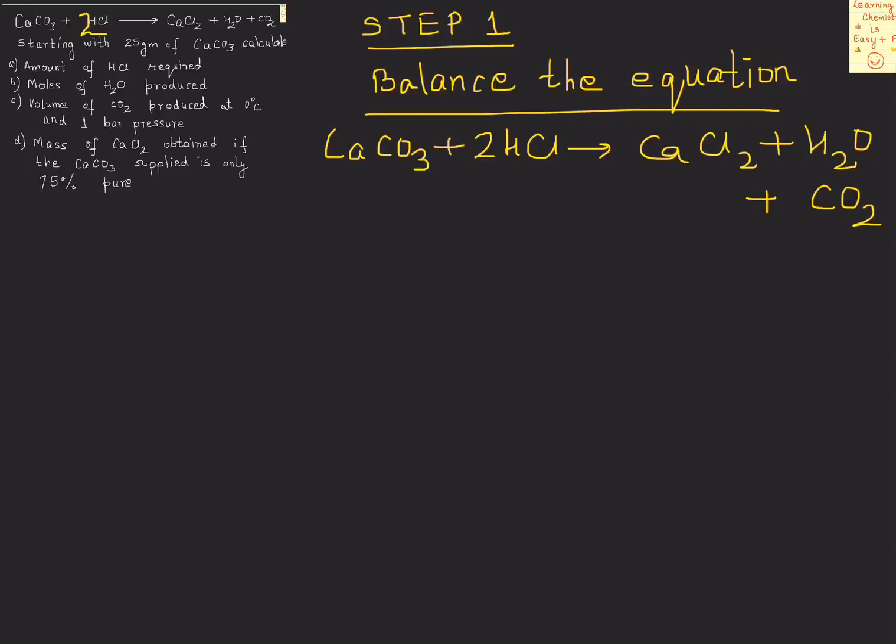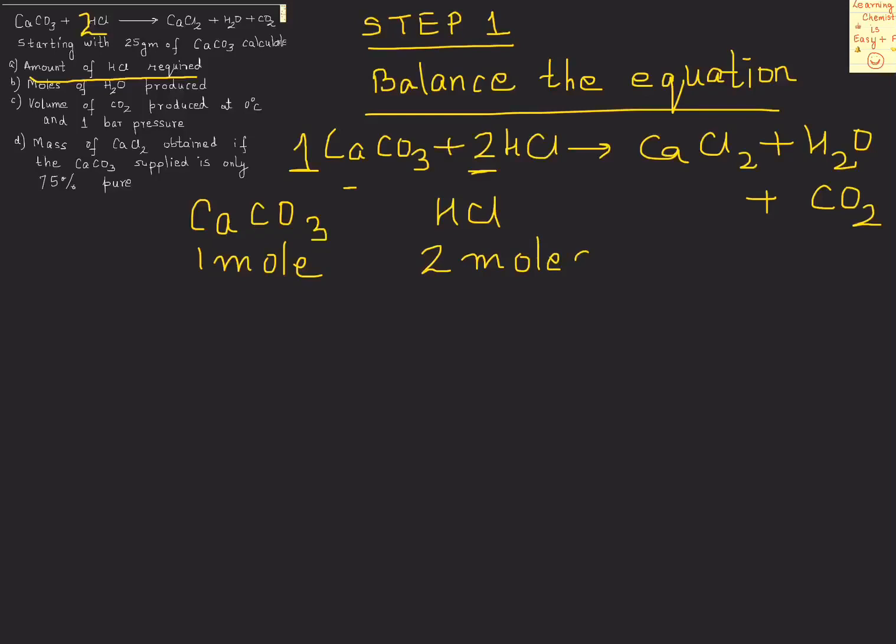Now, next step is you've got to find out the amount of HCl required. How do we find out? We've balanced this equation on the basis of the law of conservation of mass, and so the same principle we are going to apply over here. If you notice, this balanced chemical equation is telling me that the coefficient of calcium carbonate is 1, the coefficient of HCl is 2. It is telling me that when we take 1 mole of calcium carbonate, we require 2 moles of HCl, right?